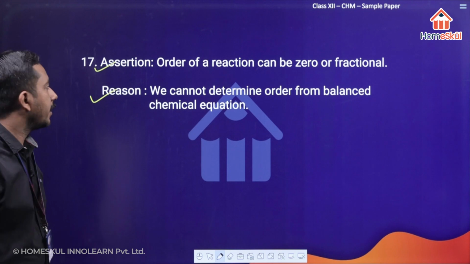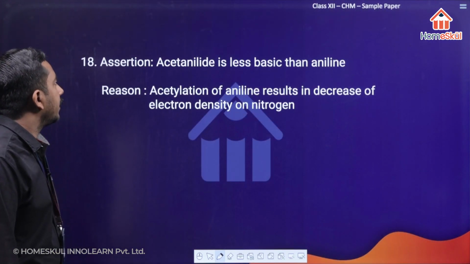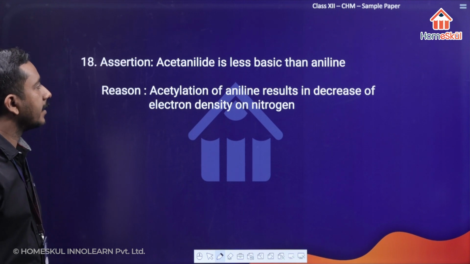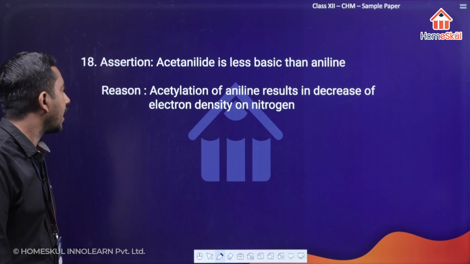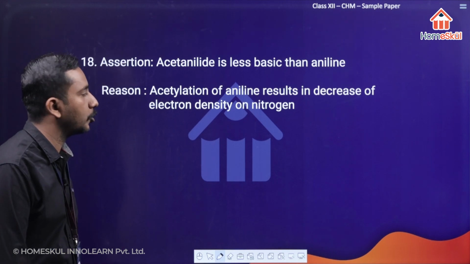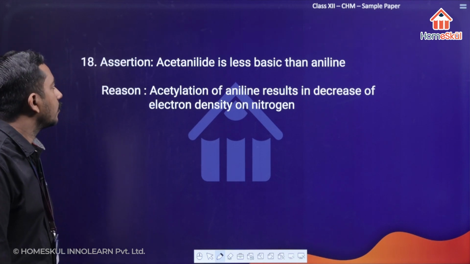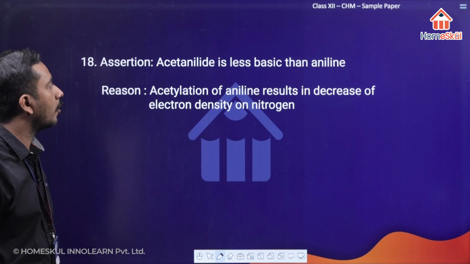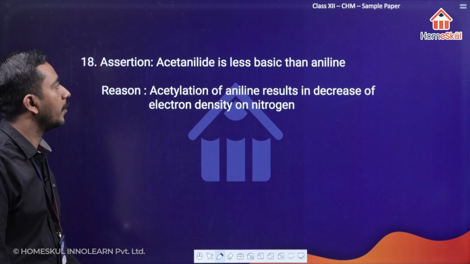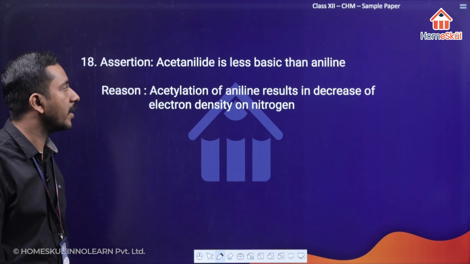Now we can move on to the next question. The 18th question. So take a look at the assertion statement. It says that acetanilide is less basic than aniline. And the reason statement, acetylation of aniline results in the decrease of electron density on nitrogen. So first we have to compare the basicity of aniline and acetanilide. So that statement is true. We know that acetanilide is going to be less basic than aniline.